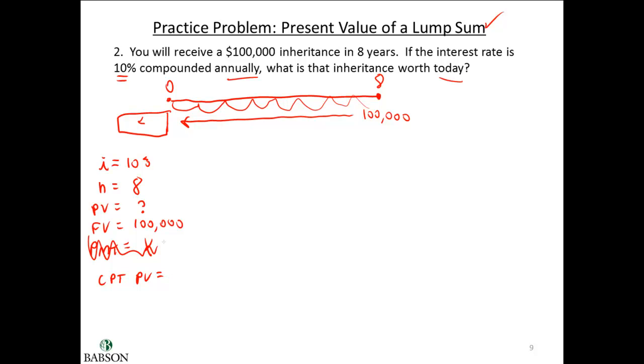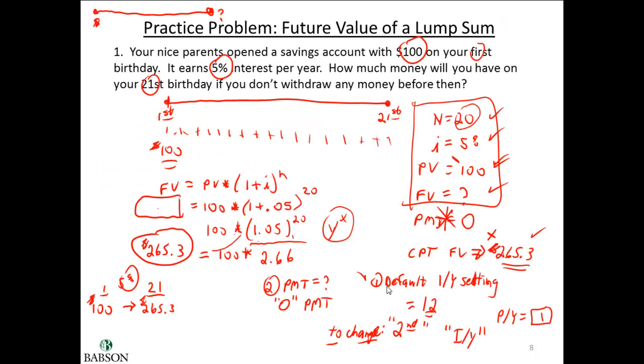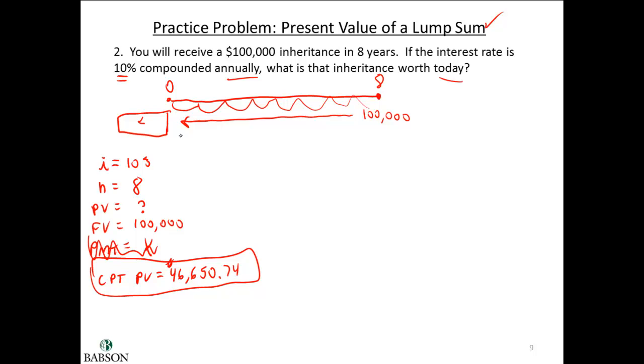And end up with 46,650.74. So that's the value of your inheritance today. Makes sense. It's going to grow by 10% per year, and over the course of 8 years, it'll roughly double in size. So we've now learned how to solve 2 different types of problems: future value of a single sum of money, present value of a single sum of money.